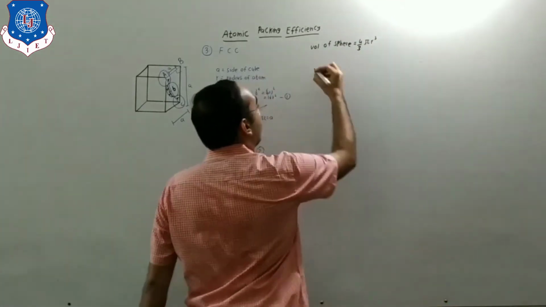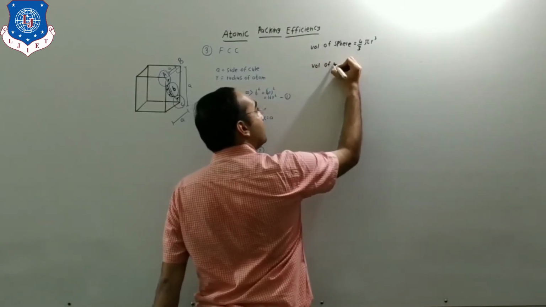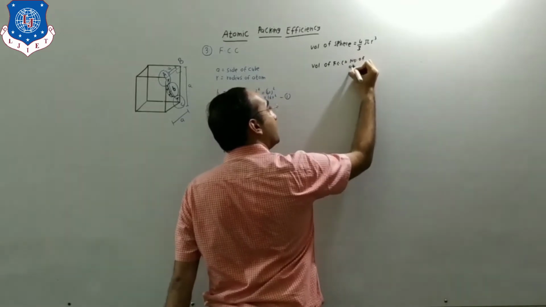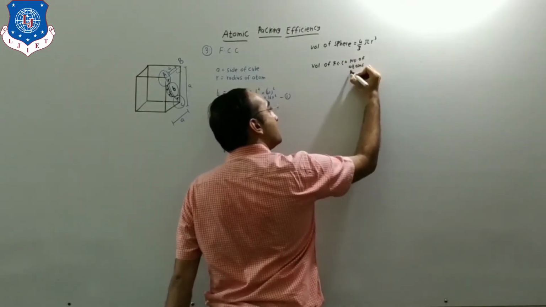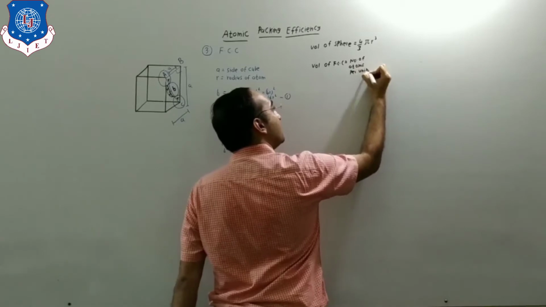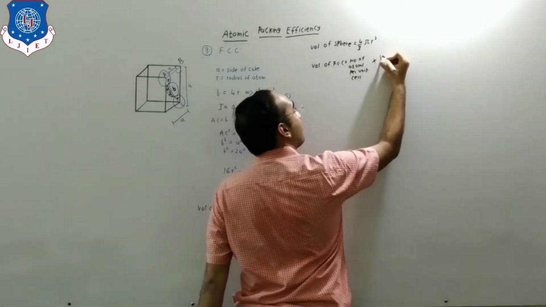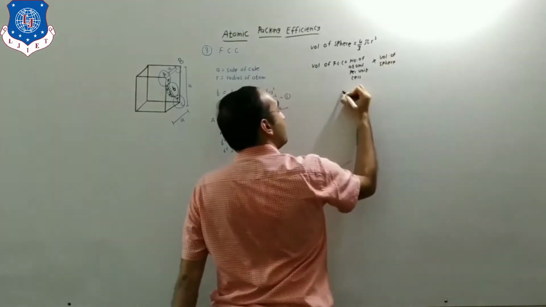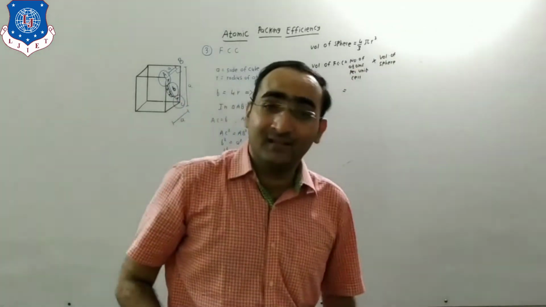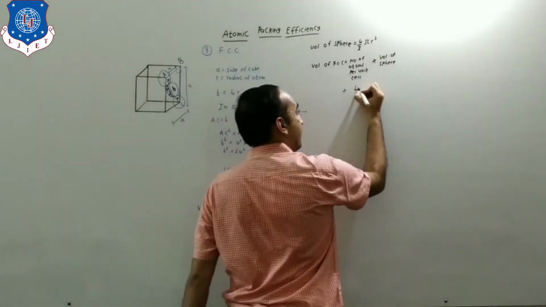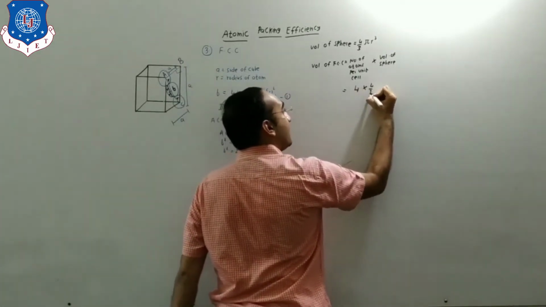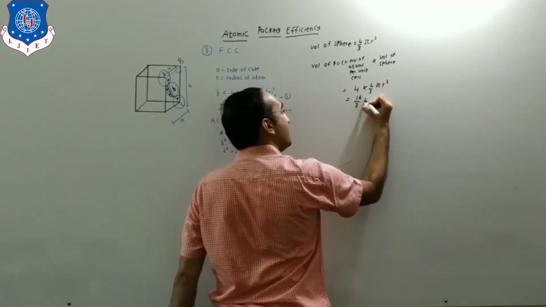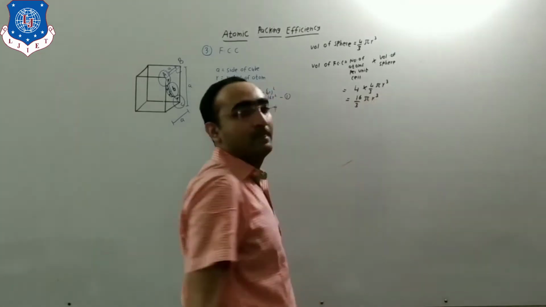Now the volume of FCC is equal to the number of atoms per unit cell multiplied by the volume of a sphere. The number of atoms per unit cell in the FCC structure is 4. Multiply by 4 by 3 pi R cube. It will be equal to 16 by 3 pi R cube.